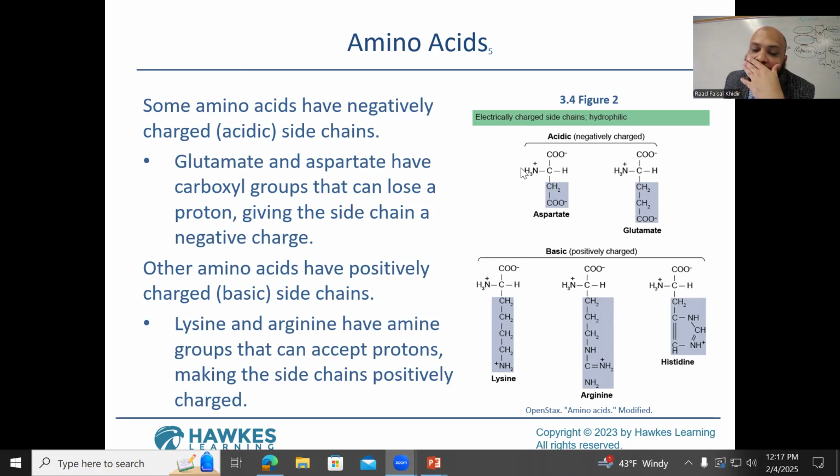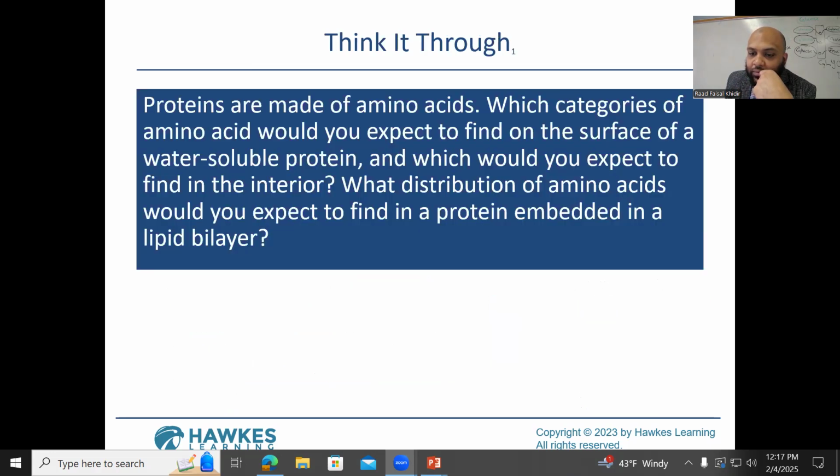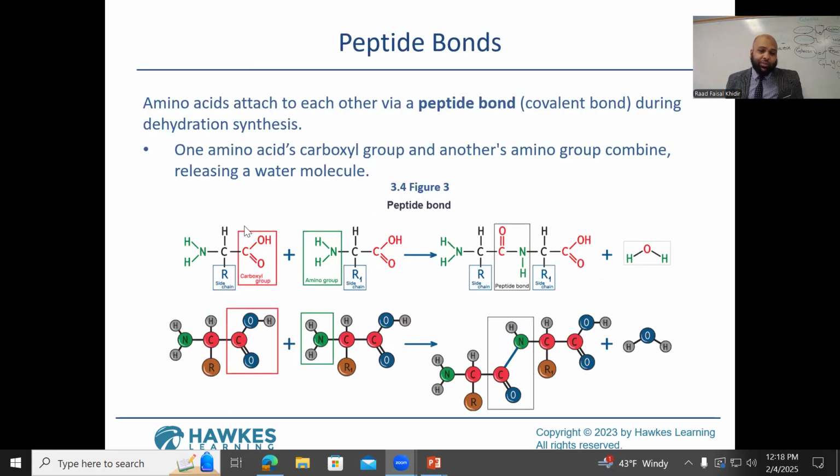Other amino acids have positively charged basic side chains, like lysine and arginine. They have amine groups that can accept protons, making the side chains positively charged. There you go. You need to know that in every amino acid, you have a central alpha carbon. Now we're going to see how the peptide bonds are made. You're going to have a central alpha carbon, hydrogen terminal, amino terminal, carboxyl terminal. It is the R terminal that's different.